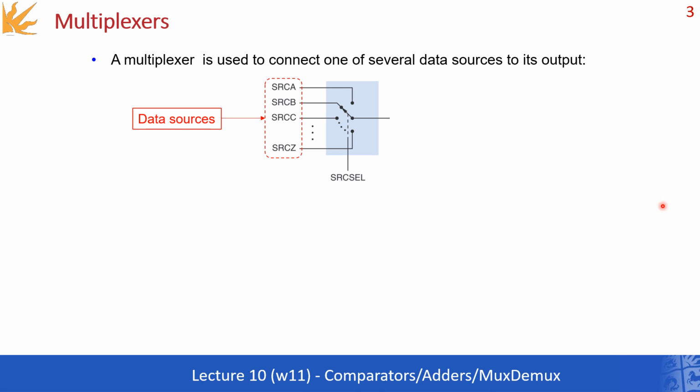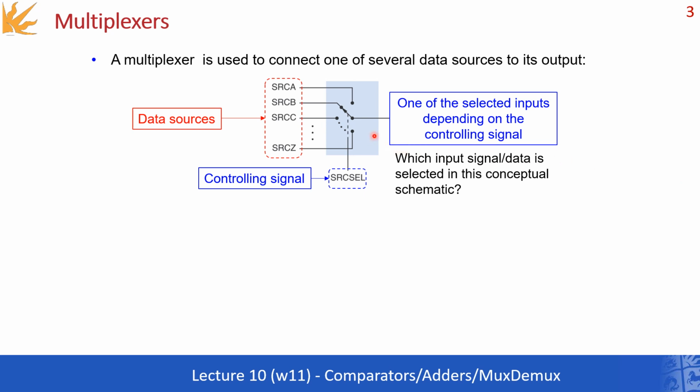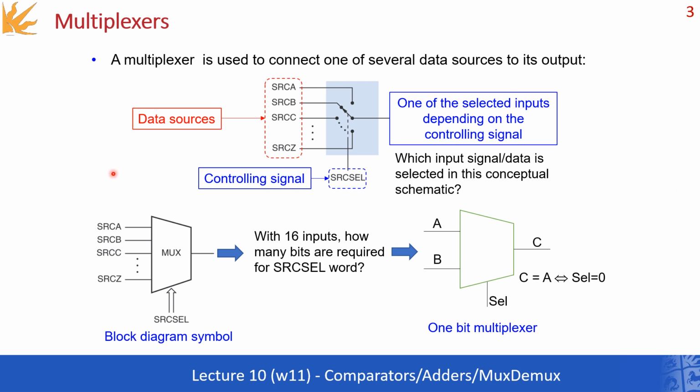Let's get back to our example. You got different data sources, as we said earlier, from source A, B, C, all the way to a final source here. Let's call it source Z. You also have a source of selection. This is the control signal. What happens is that based on the control signal, you're going to select which source is going to be outputted.